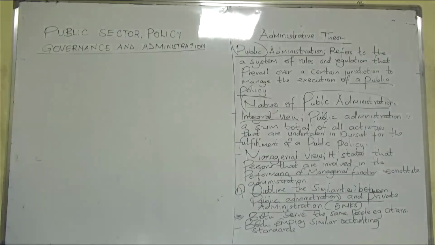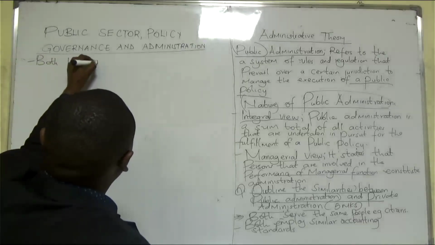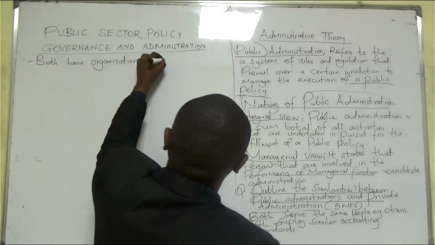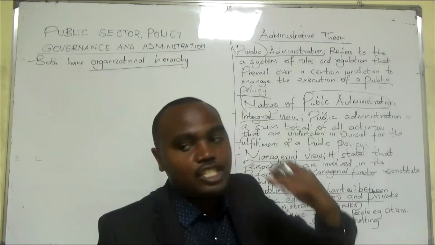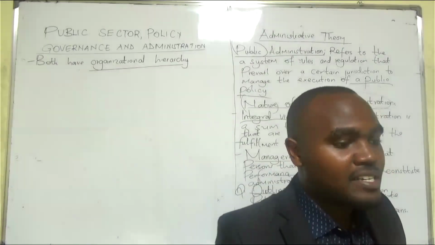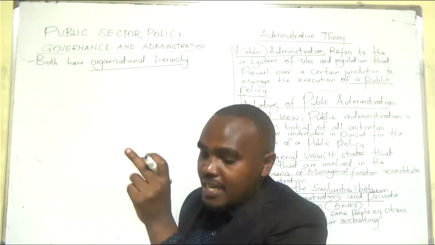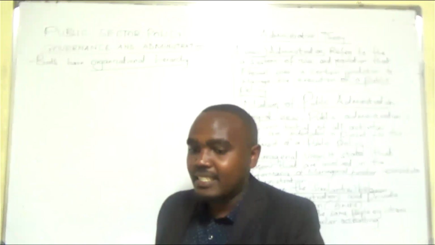The other one, you can say they both have organizational hierarchy. What is the organizational hierarchy? The chain of command. They have a chain of command. In the private administration, you will find that there is a senior manager in a private company. There is also the subordinates, the head of department, etc.